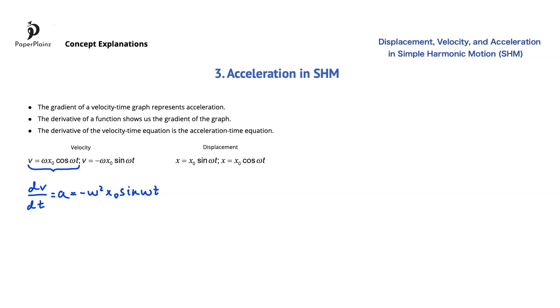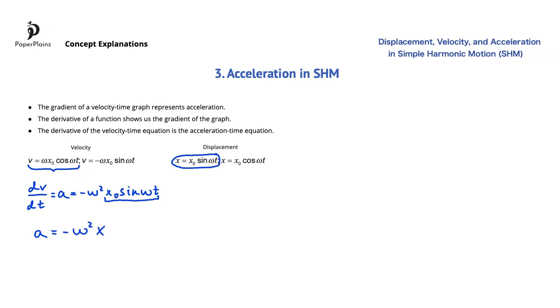Working a bit further and simplifying, we can write this equation in a different form. You might have noticed that the expression x0 times sine omega t is the same as the expression in one of the displacement equations. Therefore, we can replace it by the displacement, so x. This gives us that a is equal to negative omega squared times x.